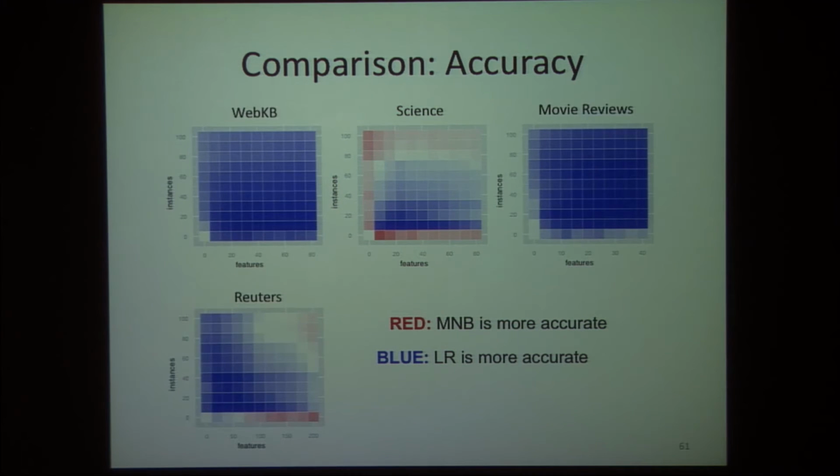Here's the pattern for the other corpora. So in general, it appears that, yes, logistic regression yields more accurate classifiers in most cases. I don't really have a good explanation for what's going on here for Science and Reuters, other than the fact that it's kind of known that these two data sets are more clustery, and it could be that the EM approach of naive Bayes is just doing a better job at capturing the clusteriness of those data sets.